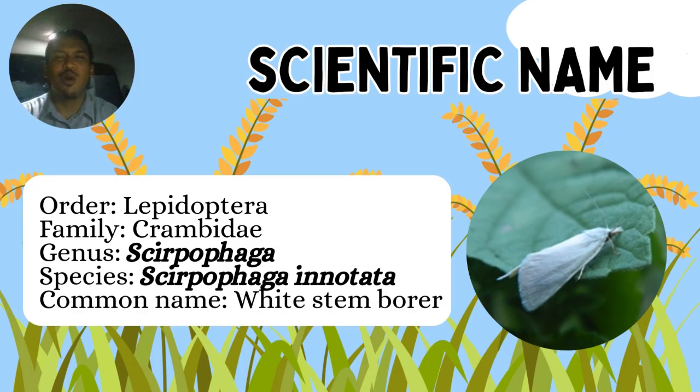So let's look at the scientific name. The order for white stem borer is Lepidoptera. The family is Crambidae. The genus is Scirpophaga, and the species is Scirpophaga innotata. This is the scientific name, and the common name is white stem borer. As you can see, the picture that I put in the slide is the white stem borer.